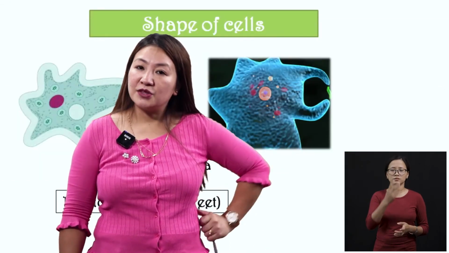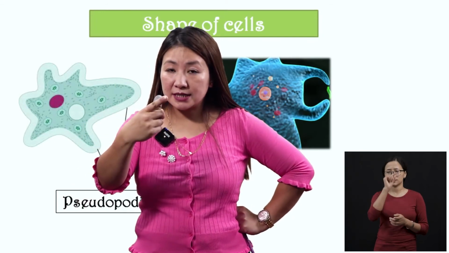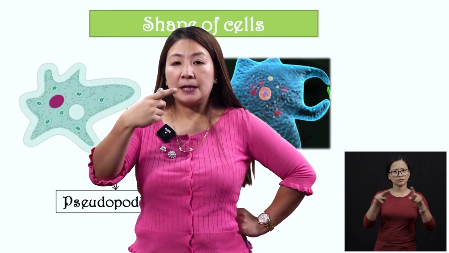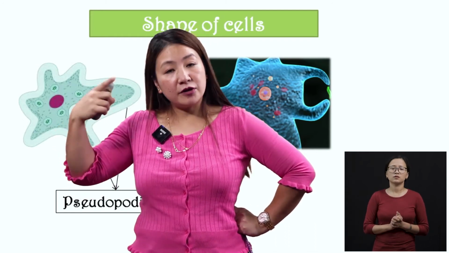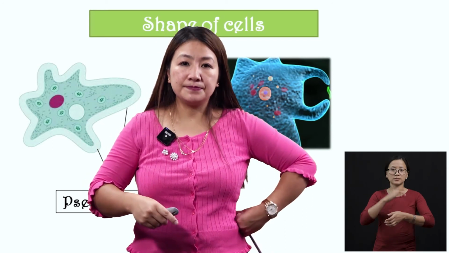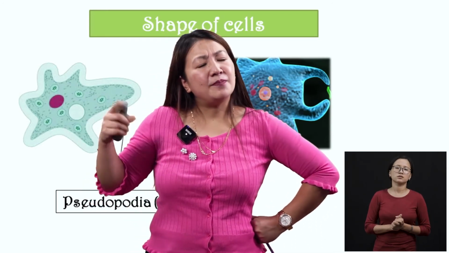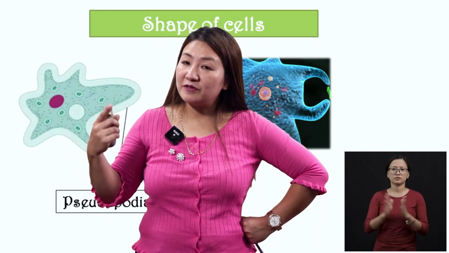Now let us see the shape of the cells. Depending on the different types of organs, we have different organs. Yes or no? We have the lungs, liver, heart, kidney, different organs. They all look different. Yes or no? The blood. So even depending on the different types of organs, we have different cells. We have different shapes of cells.